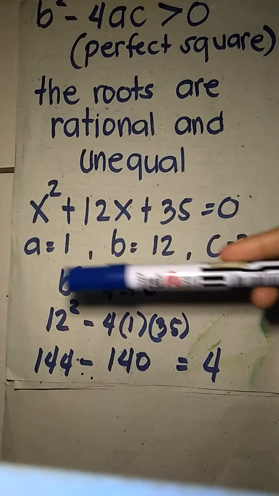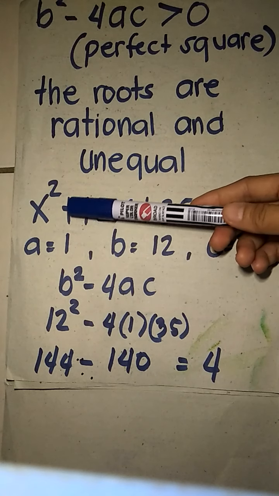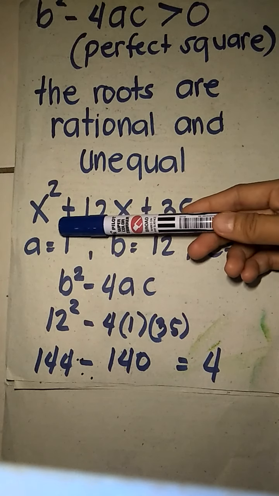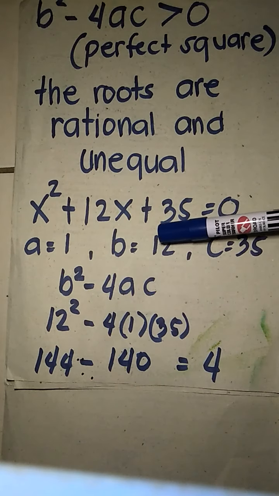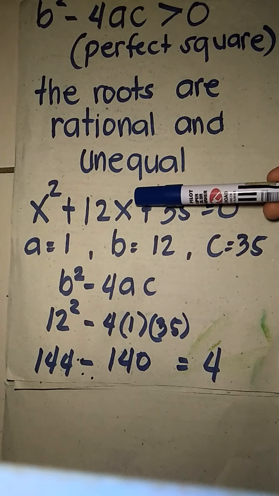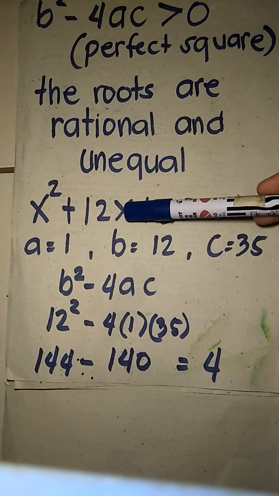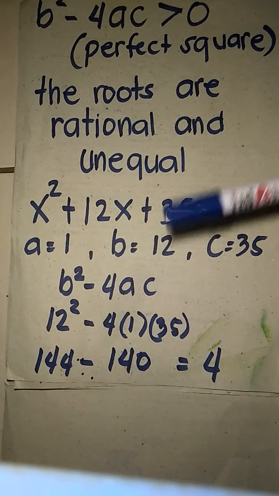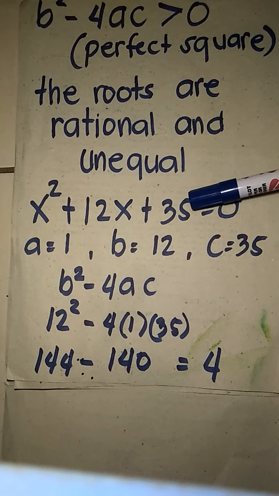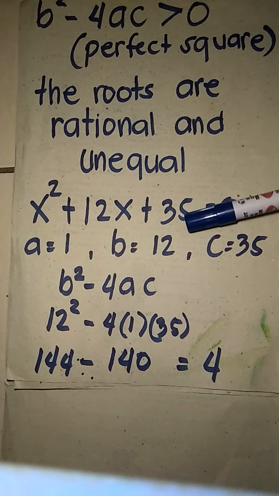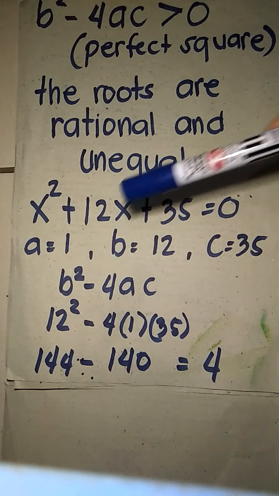Okay? So our a, the numerical coefficient of the first term, x squared, is 1. That is understood to be 1, right? So that's why we are going to write 1. Then b, beside x, the numerical coefficient of our linear term, is 12. So that's why our b is 12. And our c, the constant, is 35. Okay. So we are going to substitute the values of a, b, and c.